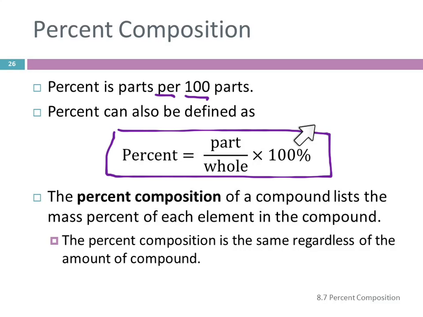But this way of thinking of percentages is useful when we talk about percent composition of a compound. Percent composition tells us the percentage of each element by mass in the compound. And like density, percent composition is the same regardless of the amount of compound. If you have a little bit, the percent composition is the same. If you have a whole bunch of it, the percent composition is the same, because it's relative to the size. So, part over whole times 100.